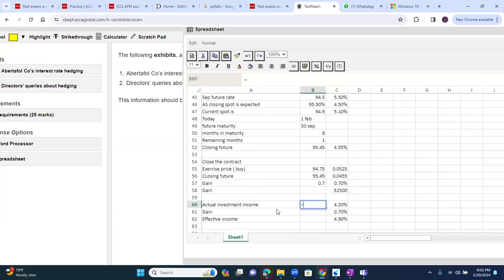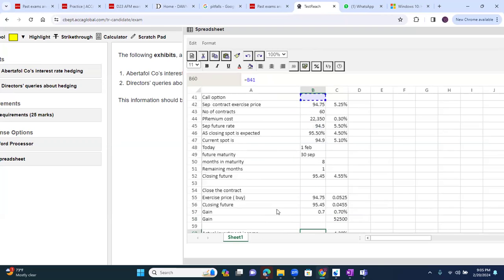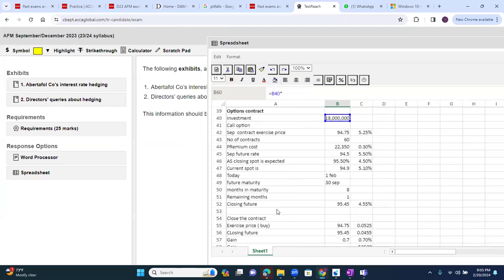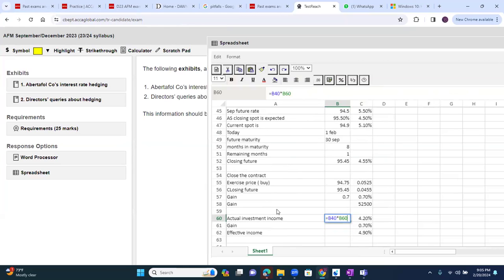Or you can completely solve it. 18 million into 4.2% into 5 by 12. Okay. Gain is 52,500. Total is, it's up to you. You want to solve it completely or not. 367,500. Okay. There is one thing missing, that is premium.